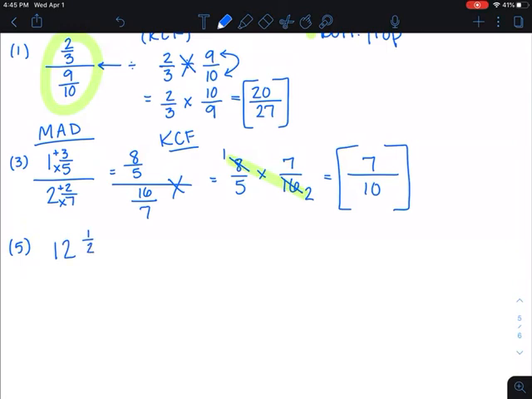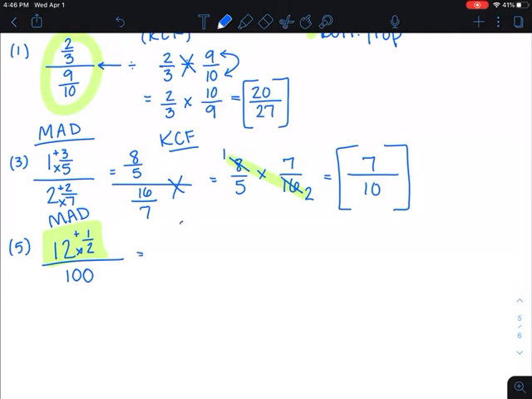Number 5, we have 12 and a half divided by 100. So here it's a little different because we have a mixed number in the numerator, and then we just have a whole number for the denominator. So let's figure out how to do that first. Let's first change our fraction to an improper fraction. To do that, we're going to get MAD: multiply, add, and divide.